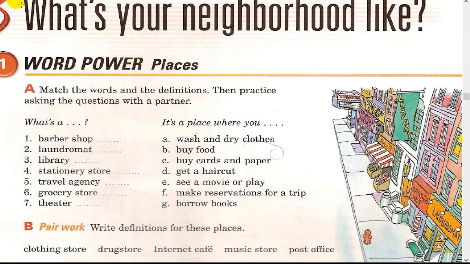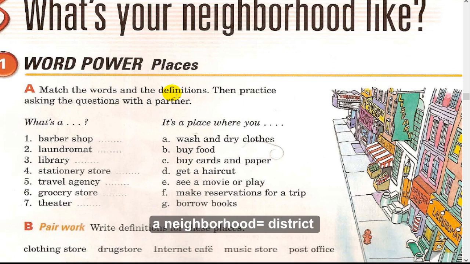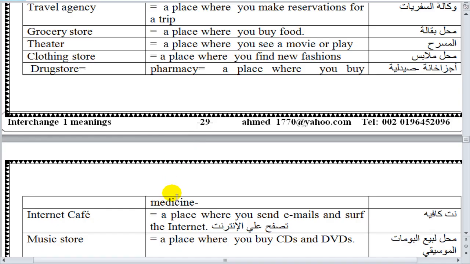Unit 8, Interchange 1, third edition. What's your neighborhood like? Word power. Places. In this unit, we will talk about the neighborhood. Areas around your house. A place where you buy medicine.